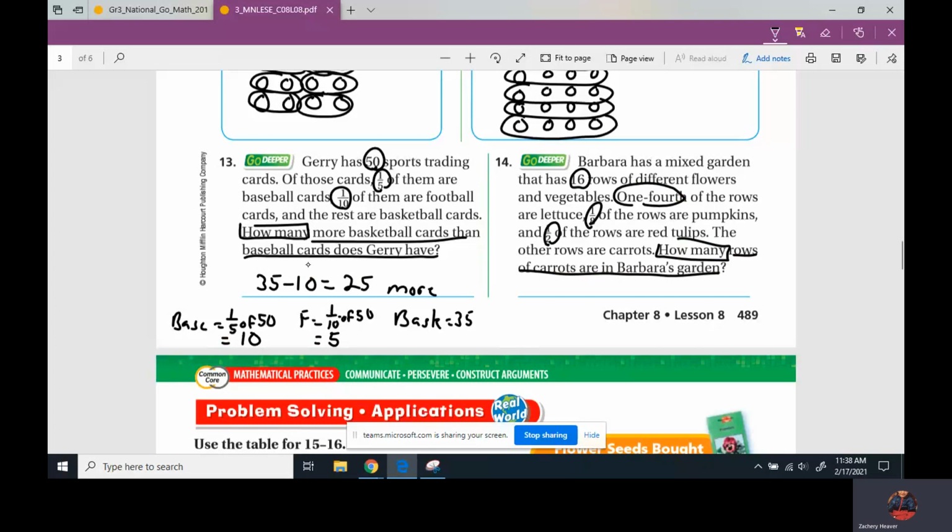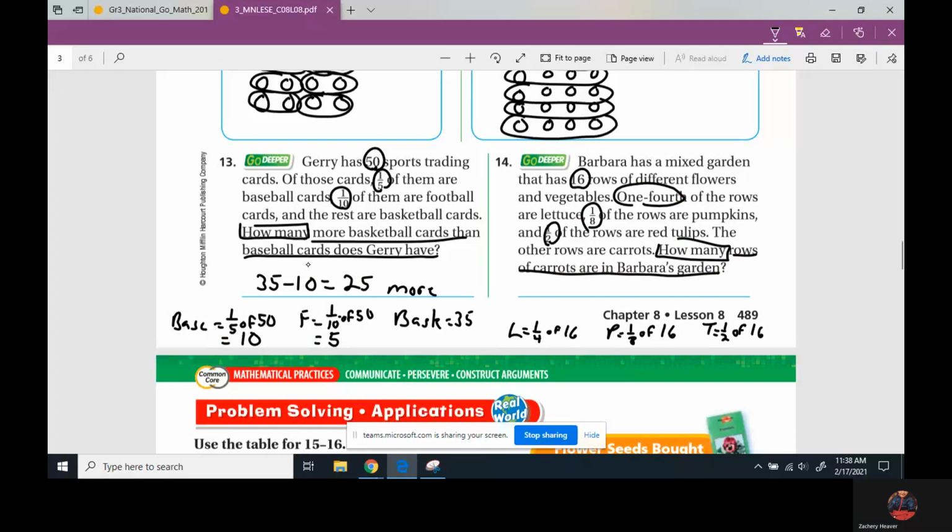So we have lettuce. I'm going to do L for lettuce, and lettuce equals 1/4 of 16. Then we have pumpkins. So P for pumpkins equals 1/8 of 16. And then the last one is tulips, which equals 1/2 of 16. So when we find all these out, we're going to subtract from 16 to find how many carrots she had.